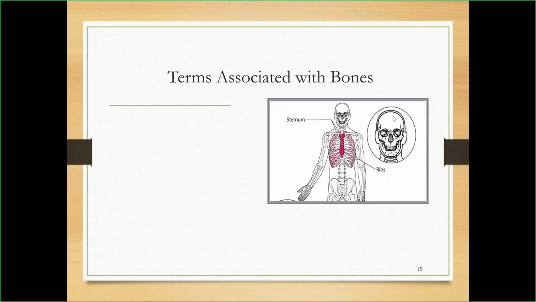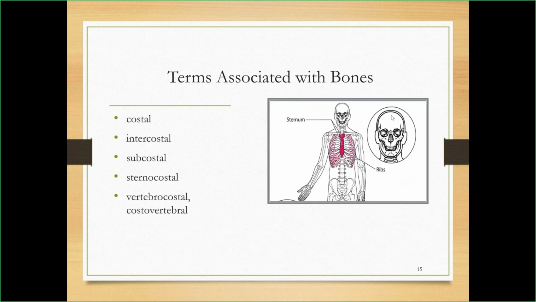Terms associated with bones. Costal is related to the ribs. Intercostal means between the ribs. Subcostal refers to below the ribs. Sternocostal stands for the sternum and ribs. Vertebrocostal or costovertebral refer to a rib and a vertebra.